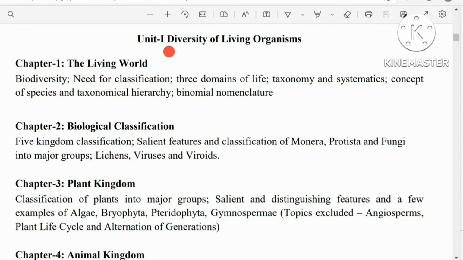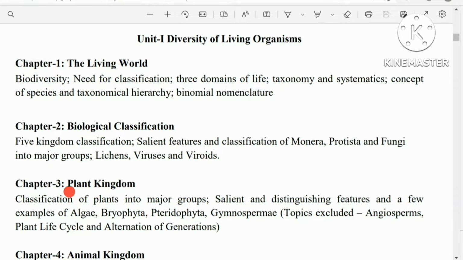So in unit 1, diversity of living organisms, these will be the chapters. Chapter 1, the living world. It's about the living organisms, the different taxonomy and systematics and all. Next is chapter 2, biological classification. That means how all the organisms are classified into different phylum, kingdom. That will be dealt in the chapter.